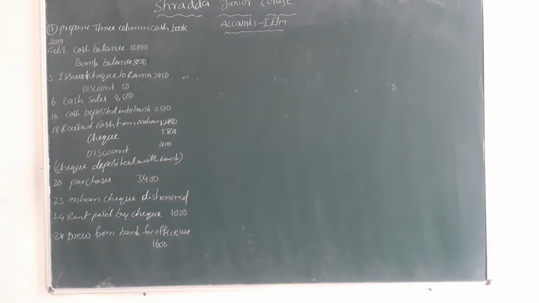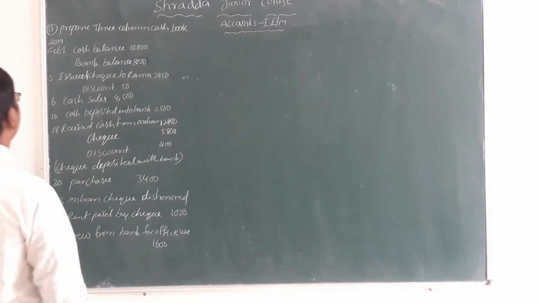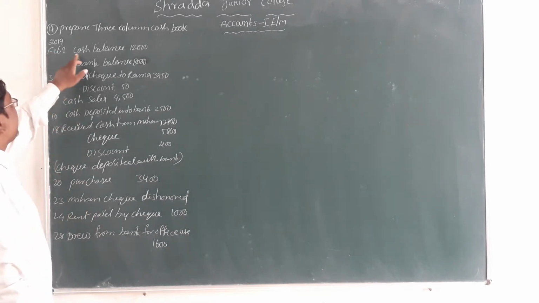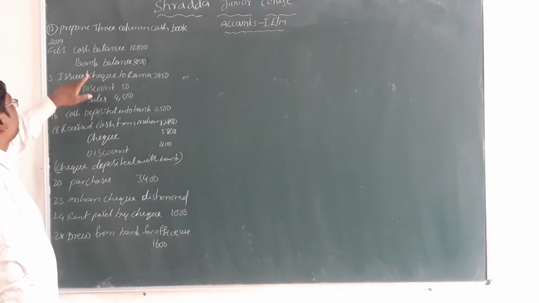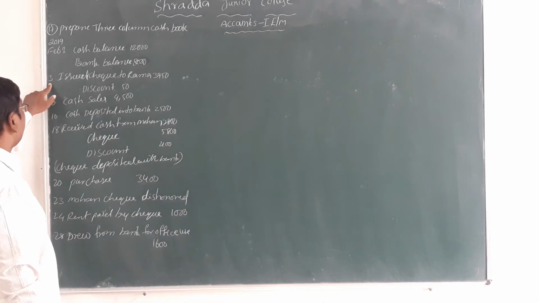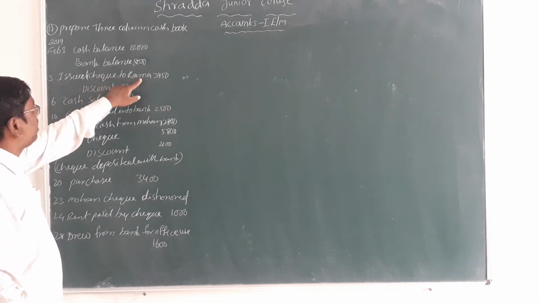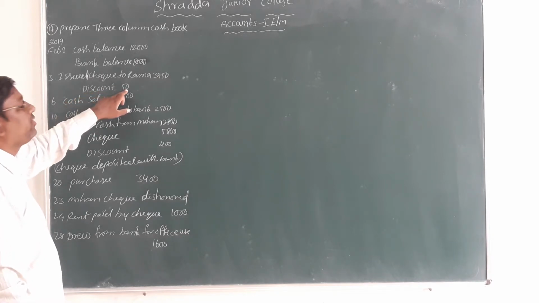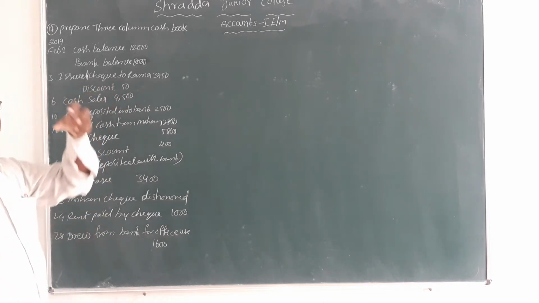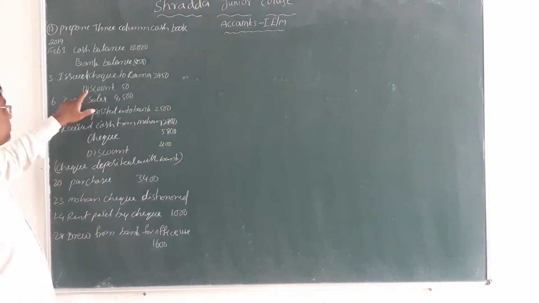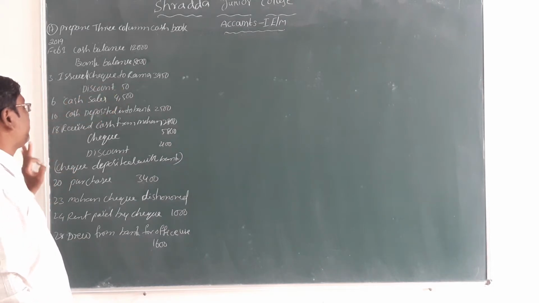So what is that problem, students? Here that question is given. Prepare three column cash book. 2019 February 1st, cash balance 1200, bank balance 8000 rupees. Now third date, issued check to Rama 3950, discount 50 rupees. It is not given whether it is discount allowed or discount received. Discount given is only 50 rupees.